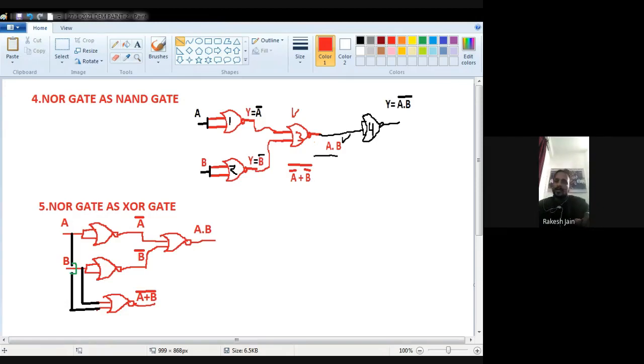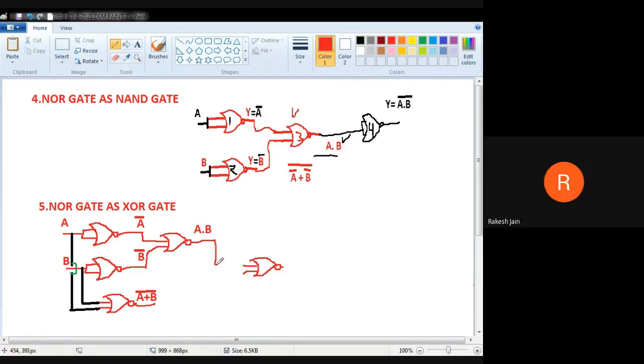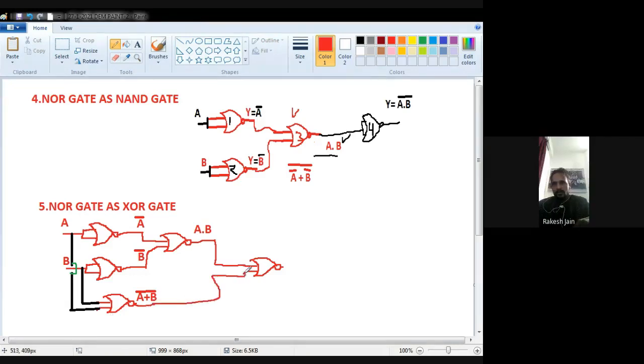Now these two outputs will be connected with the next NOR gate, a two input NOR gate. So we know that a two input NOR gate is this one. Now see very carefully, these two outputs will be connected here. Now we have to check what the output is, because we know the output of the XOR gate is A B bar plus A bar B. Now we check whether this output is equal to that or not.